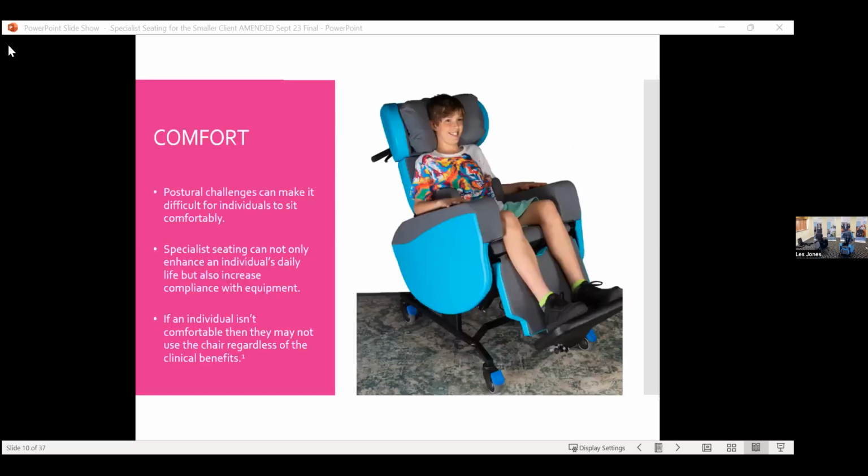So let's look at comfort in a little bit more detail. As I've already said, it's a fundamental element to improving the quality of life, and it's our top priority at Careflex.